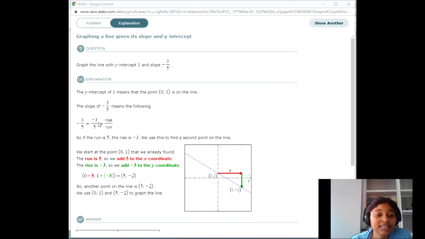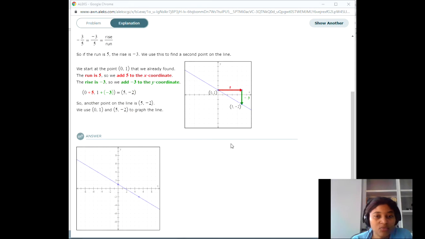Okay, so keep in mind that we said the run is x and the rise is y. So that's how you would actually plot it here. The first thing we would do is 0 and 1. So we have 0 and 1 here. That would be the first plot. And then we have -3 and 5. So we will go over 5, and then we'll go down 3. Okay, and that's pretty much all you would do other than just drawing your line. So you would just draw your line going through your 2 points. Okay, let's move on to the next problem.